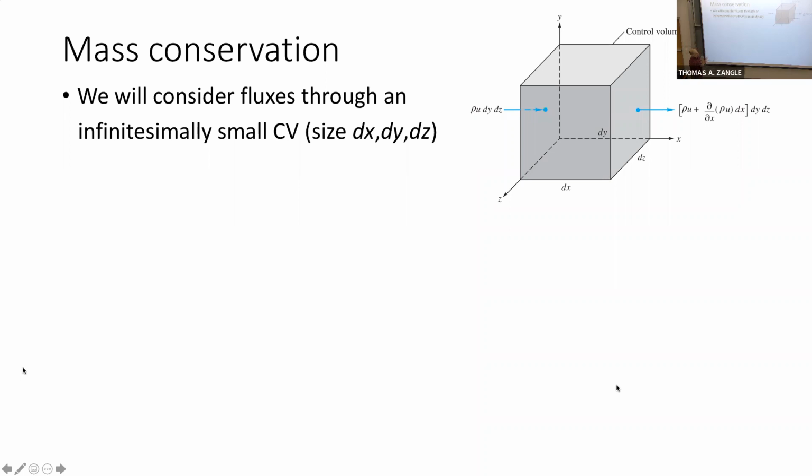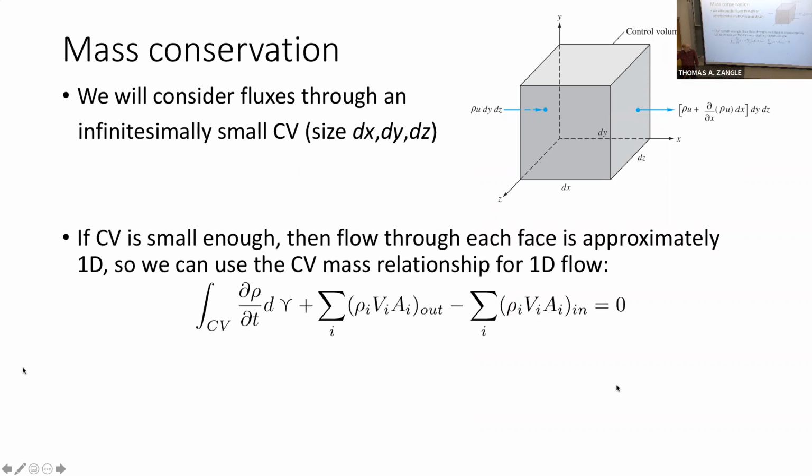So for mass conservation, we are going to consider fluxes through small control volumes. We're going to derive our differential equations by looking at a control volume. We're assuming you have some control volume there. It has size dx, dy, dz.